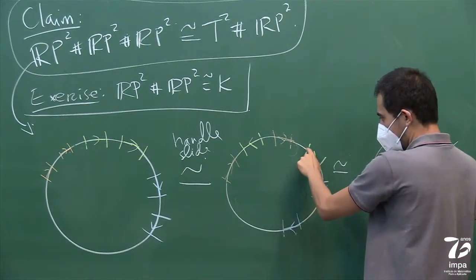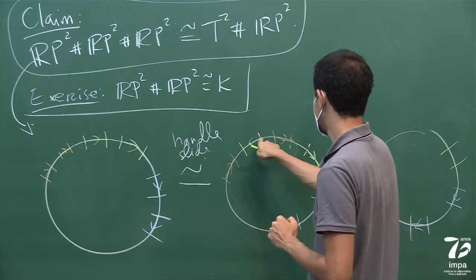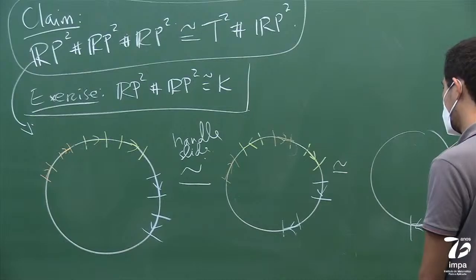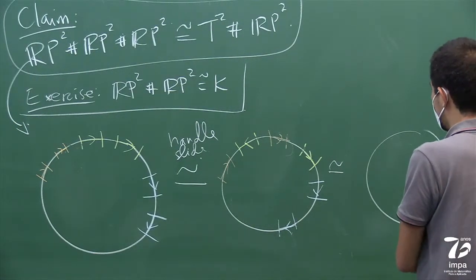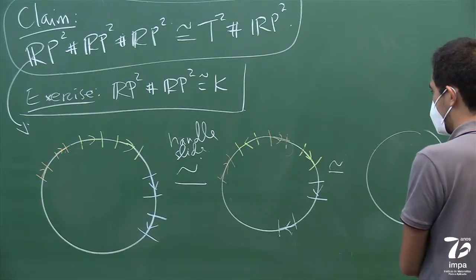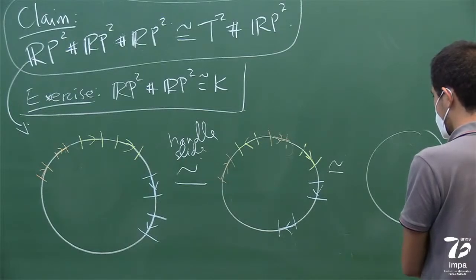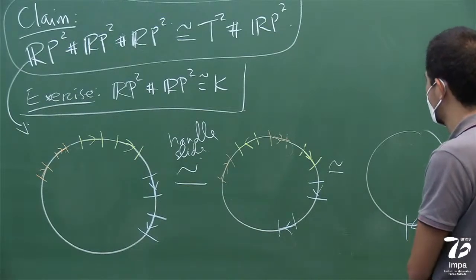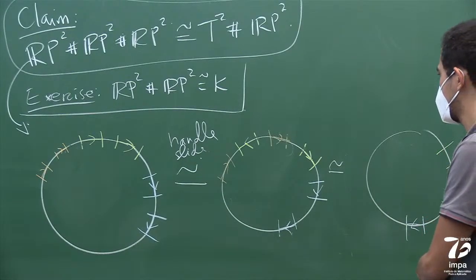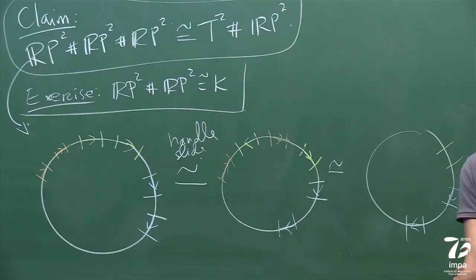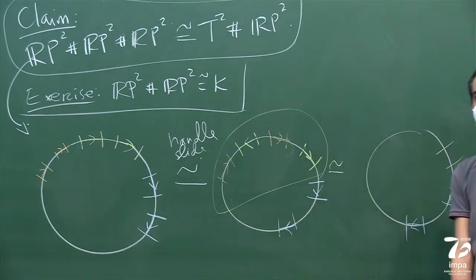So basically the front enters here and comes out here. So, no, that's not true. Maybe it's not so easy to see with the handle slide. Maybe to see with handle slides, you have to do more handle slides. But you can see this is actually a Klein bottle, kind of independently.